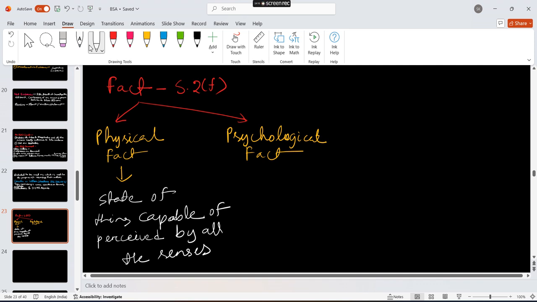Yes ma'am. So a psychological fact is like opinion, intention, like conduct in good faith or bona fide intention, or whatever fraudulent intention. That mental condition must be by a particular sense or at a particular time when the person is conscious that the person has that.